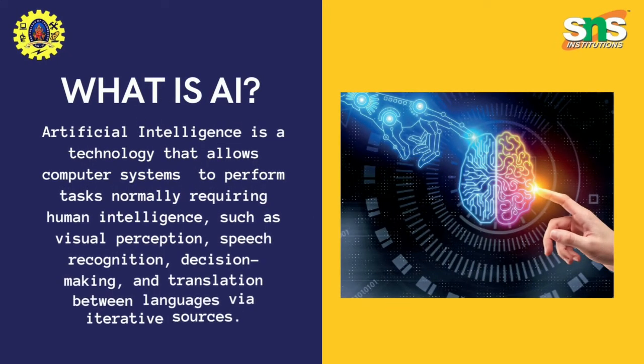What is artificial intelligence? It is a technology that allows computer systems to perform tasks normally requiring human intelligence such as visual perception, speech recognition, decision making and translation between languages via iterative sources.